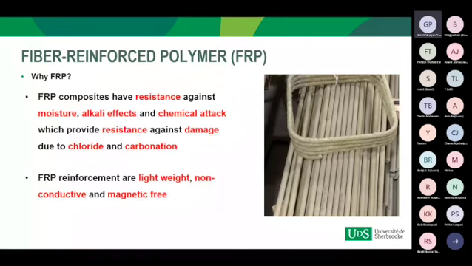So why should we select fiber reinforced polymer bars? They can be considered in reinforced concrete columns due to the following characteristics. Fiber reinforced polymer bars have resistance against moisture, alkali effect, and chemical attack, which mostly depends on the selection of the appropriate type of resin, the manufacturing process, and the application of protective coatings. Therefore, glass fiber reinforced polymer bars have resistance against deterioration due to chloride ions and carbonation. Also, fiber reinforced polymers are lightweight, non-conductive, and magnetic free, which makes them easy to transport, and it also reduces the labor cost.